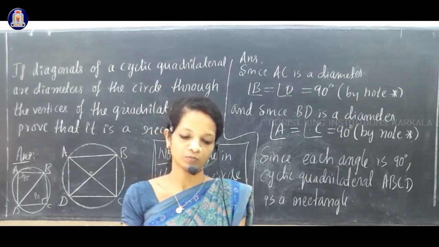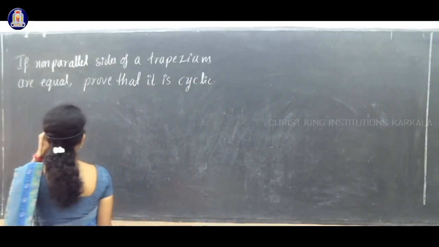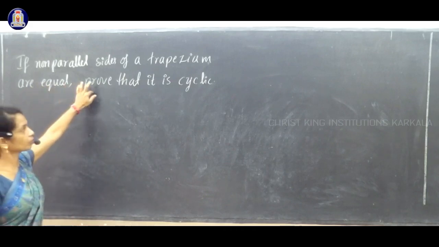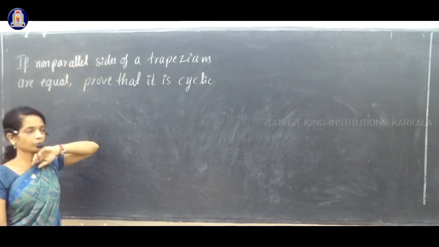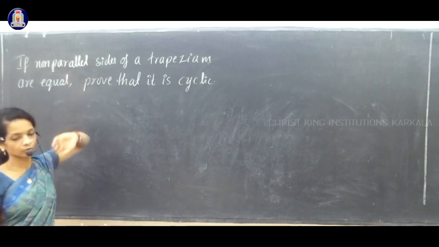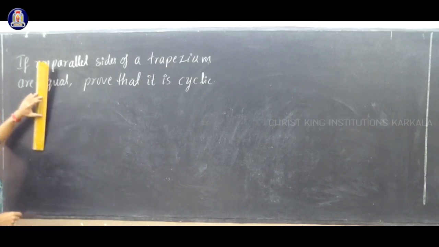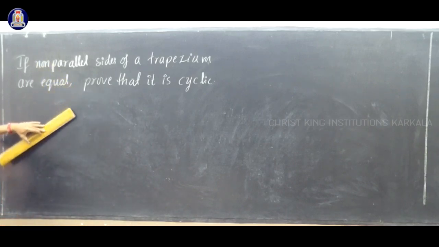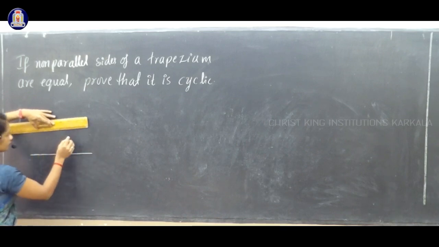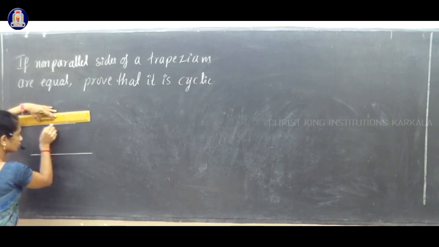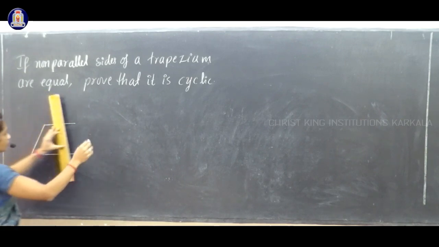Okay, thank you. The next problem: if the non-parallel sides of a trapezium are equal, then prove that it is cyclic, which means that the trapezium is cyclic. We have to prove this. So here you have to draw one rough diagram. Draw a trapezium such that its non-parallel sides are equal. This is not an exact figure.